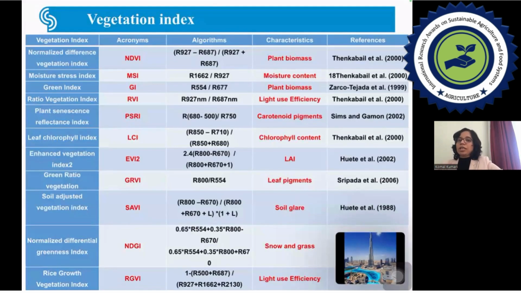All vegetation indices have their own characteristics. If we want information about plant biomass, we should use the normalized difference vegetation index. Moisture content, moisture stress index, leaf LAI, enhanced vegetation index, light use efficiency, and RGVI are good for information.